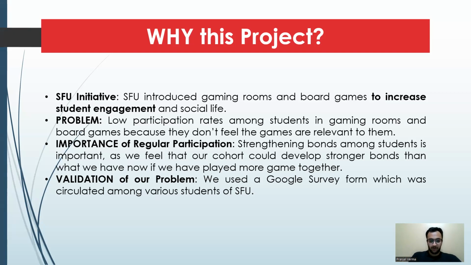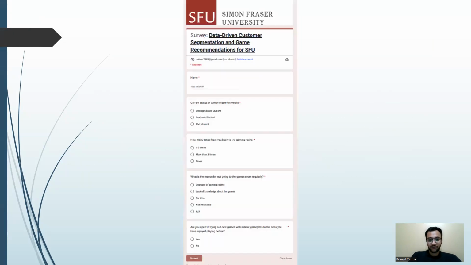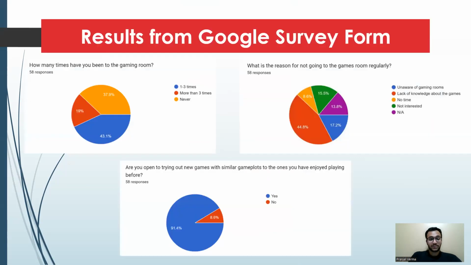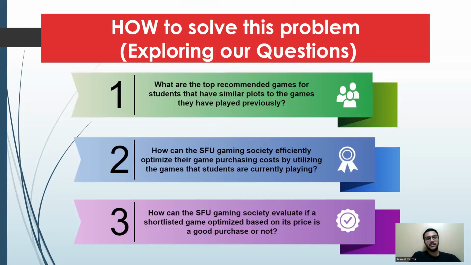Now, validation of our problem. Is this our problem or a generic problem? We used a Google survey form which was circulated among various students of SFU. This was our form, and these were the results. We were amazed to see that around 91.4% of 58 responses wanted to play games relevant to the games they have previously played. So that is the why of the problem.